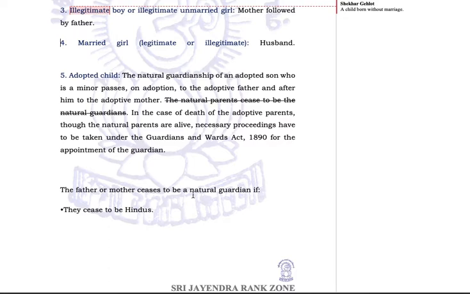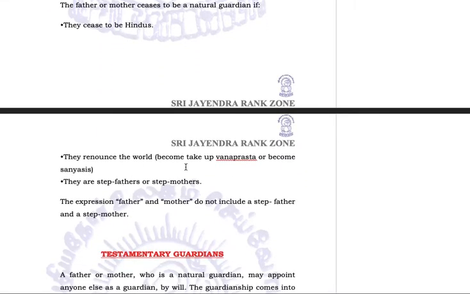Now we are discussing when a father or mother ceases to be a natural guardian. They will stop being a natural guardian to the child if they cease to be Hindu. Father or mother, or both, can cease to be guardian at the same time if they both cease to be Hindu. If the father has ceased to be Hindu, the mother will become guardian, or if the mother has ceased to be Hindu, the father will become guardian. Also, if they renounce the world, become vanprasth or sannyasi, they will cease to be the natural guardian.